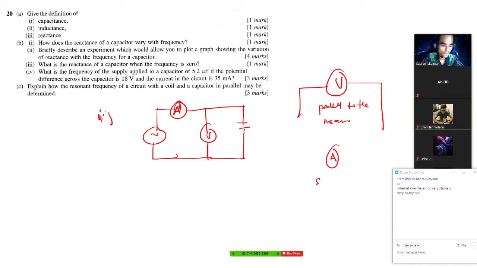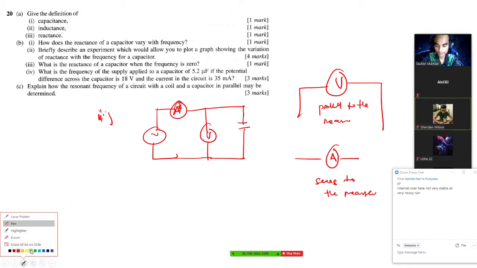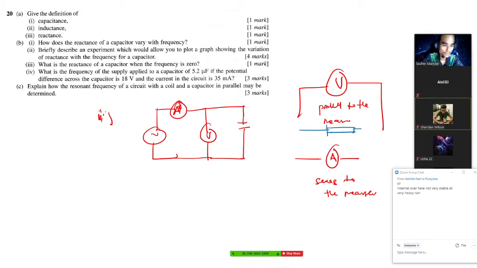An ammeter must be in series with the thing we want to measure. Let's say we have a resistor. You have to connect the resistor to the meter like this. This is a resistor, and it must be connected like that. If you want to find the current of the resistor, you have to connect it like this. So it must be series for an ammeter, and for a voltmeter it must be in parallel.